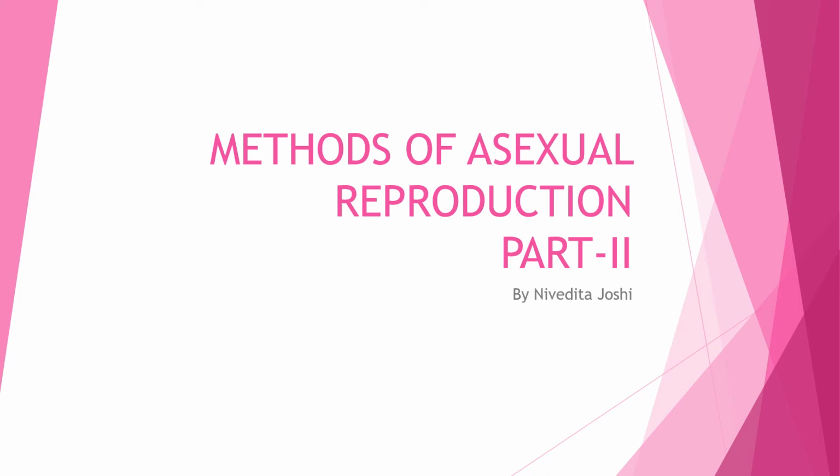Now in this video, the topic of methods of asexual reproduction will be covered. Already in the previous video, the topic was started and a few methods were covered there. More methods are explained in this video. Binary fission and multiple fission were covered in the previous video, and this is the continuing part.